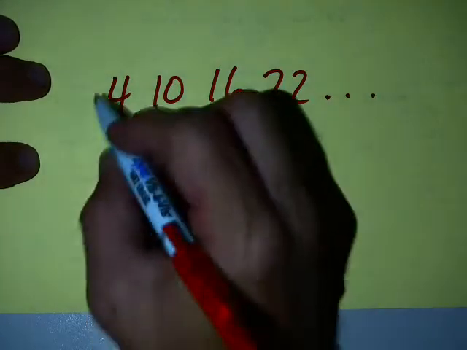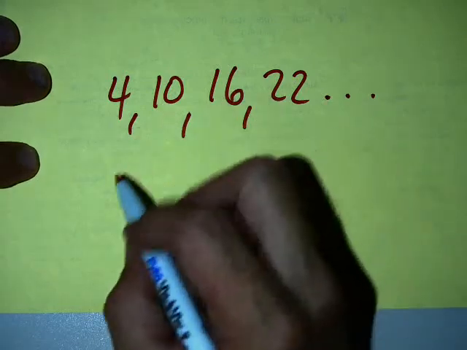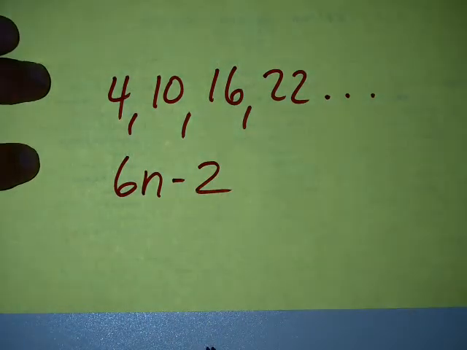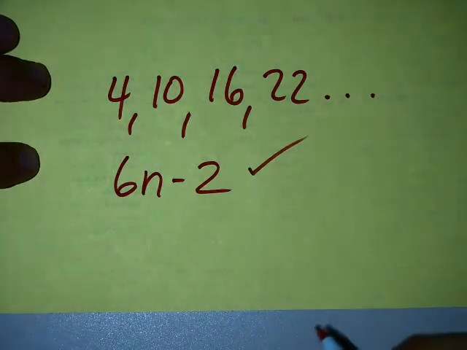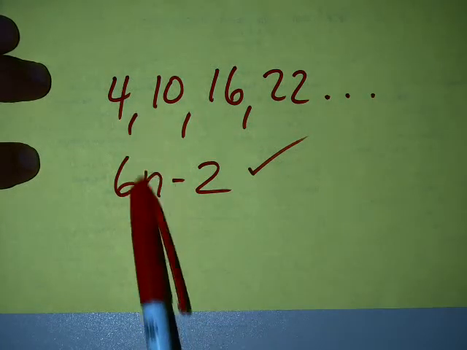Okay, you're back. Hopefully you saw that every time it was going up by 6, plus 6, plus 6, plus 6. So the first thing you write down is 6n. Then you ask yourself, how do you get from 6 to 4? Well, you have to subtract 2. There's your rule right there. Done. Cover up the n, you have the first number. 6 minus 2 is 4.